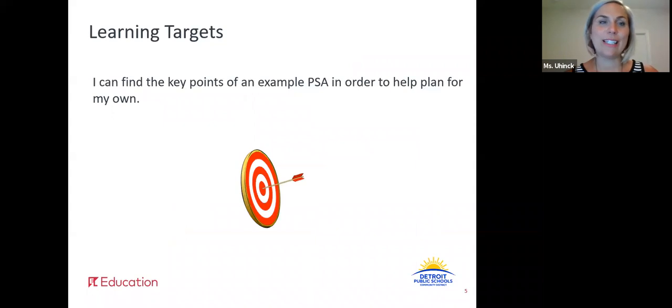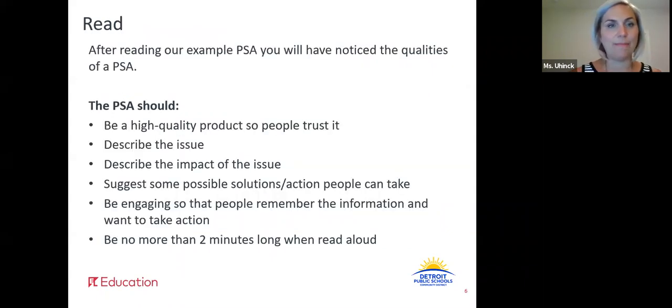All right, our learning target says, I can find the key points of an example PSA in order to help plan my own. So let's look at that. We're going to look at that PSA again, and we're going to find the key points that the author gives, and this is going to help us think about our own PSA we're going to write. All right, so let's get started.